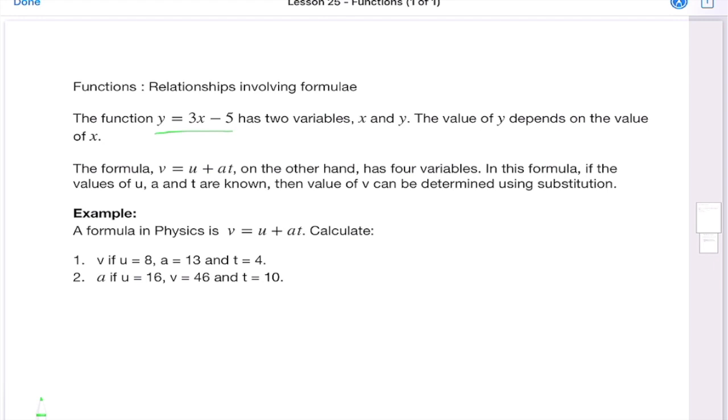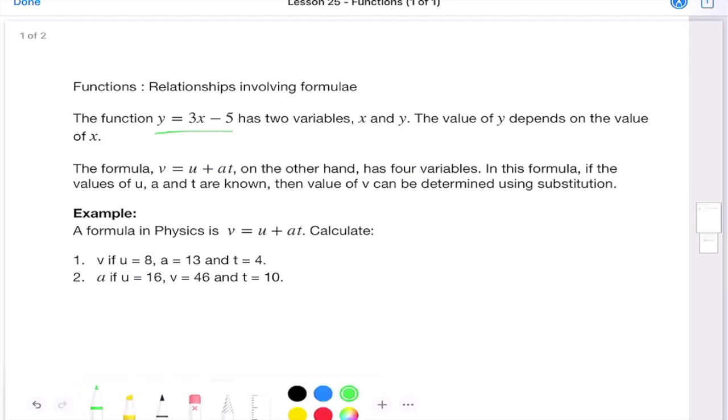In that formula, you will notice there are four variables. There is v, there is u, there is a, and there is t. And suppose that we knew the value of u and the value of a and the value of t, then we could actually substitute and work out what v is. Similarly, if we know any three of those, then the fourth one can actually be found just by substituting.